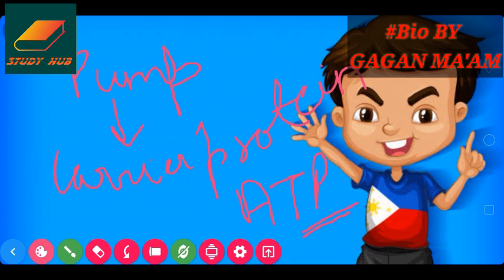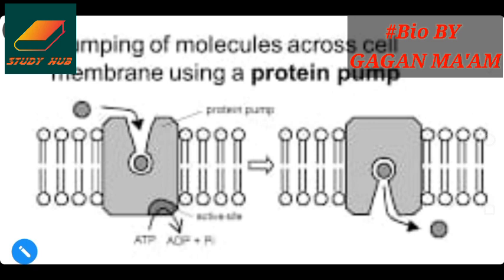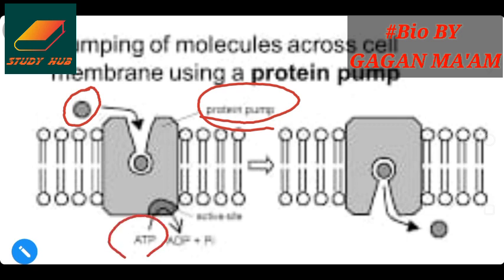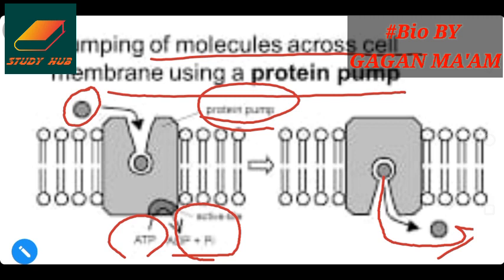We will study with the help of a picture. Here you can see a molecule attach itself to the protein pump, and ATP is converted into ADP plus inorganic phosphate, meaning energy is being used. We will call this active transport. The molecule will be released inside the cell. Hence pumping of molecules across the cell membrane using a protein pump is termed as active transport.